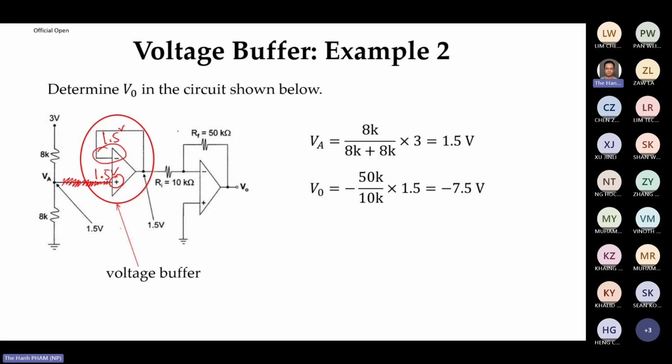And because this is the inverting amplifier, this one is an inverting amplifier. So you have 1.5 volt here. The formula is minus 50K over 10K times 1.5. You have minus 7.5. Right? Minus 7.5. Okay.